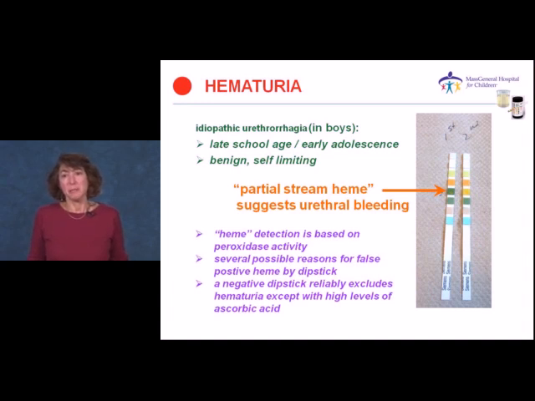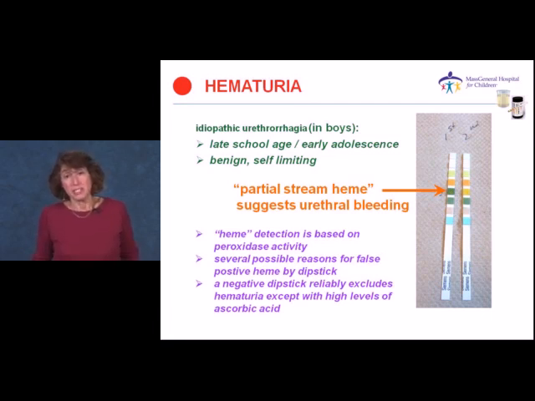And with your urine dip here, this is the square for blood. In this case, the child had yellow turning green, showing the presence of heme in the first sample, but not in the second. And this was a continuous void, so he had partial stream hematuria.